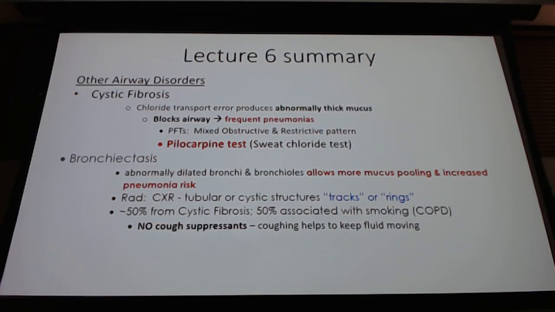Classic imaging, call them tracks and rings. But the tracks are when you're looking at them on the horizontal, those abnormally dilated bronchioles, and rings are when you're looking at them in cross section.